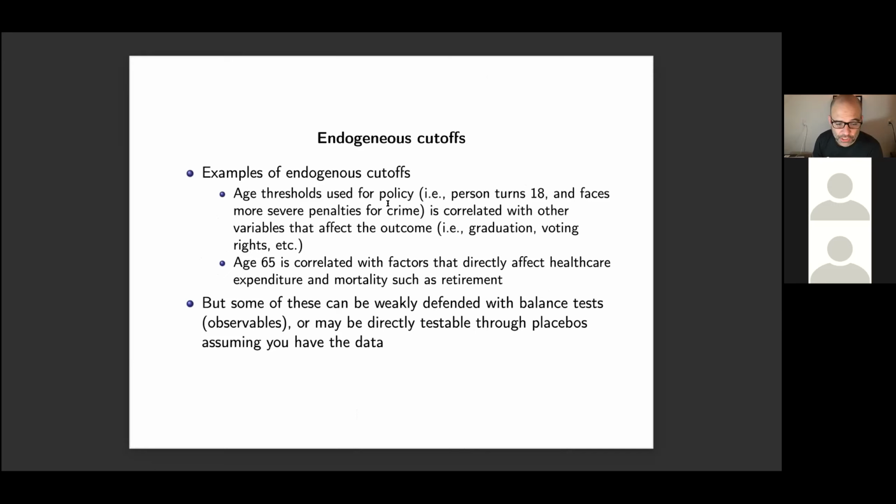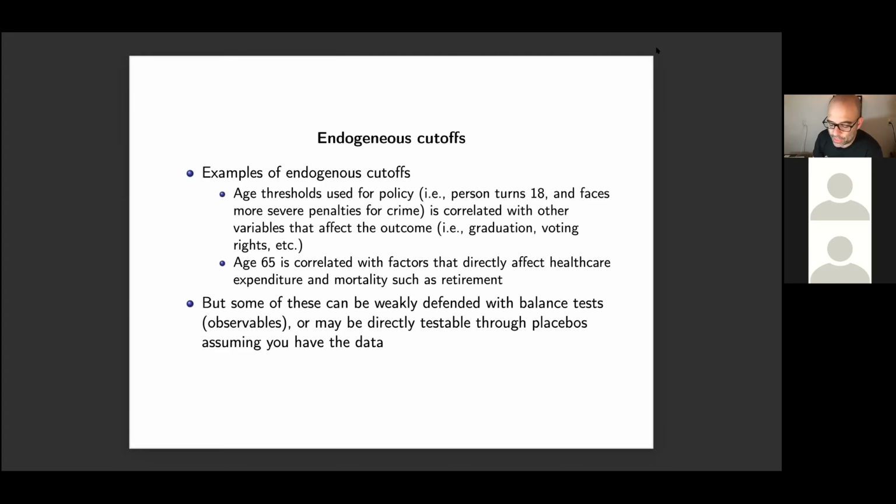Examples of endogenous cutoffs: maybe in the United States, age 65 is when you become eligible for universal health care. But age 65 is when a lot of people will retire too. And so maybe even if they hadn't become eligible for health care, they would still have retired, and in doing so had some other similar events happen. This happens a lot with age thresholds. When age thresholds are used for cutoffs, if those ages are special, other things could be happening at the same time.